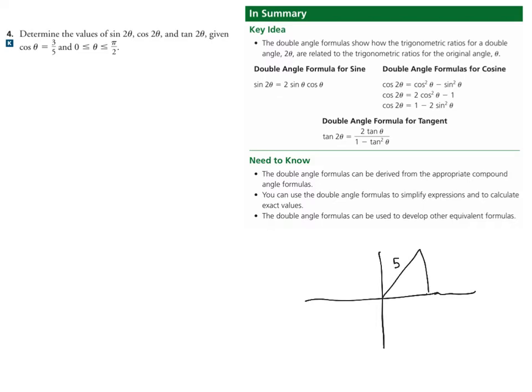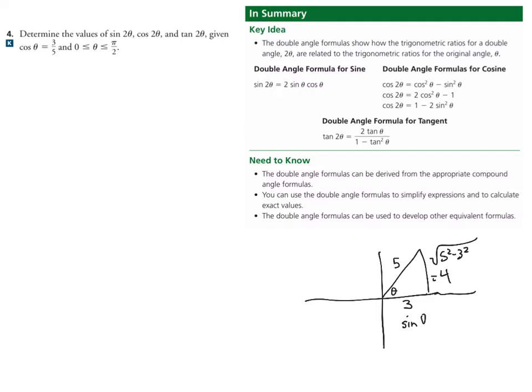So the hypotenuse is 5 and the adjacent is 3. The opposite is the square root of 5 squared minus 3 squared, by the Pythagorean theorem, and that's just equal to 4. So it's a 3, 4, 5 triangle. Real quick, I'm just going to call this angle theta.